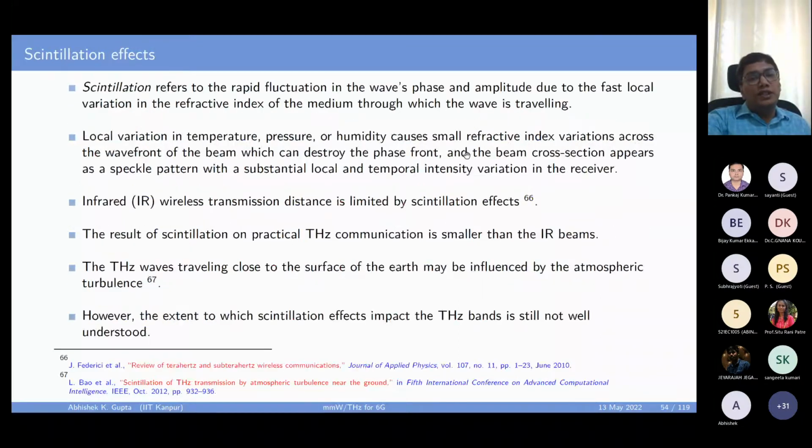Okay. Then there is another factor which we call the scintillation effect, and that is caused by the rapid fluctuation of wave phase and amplitude due to fast local variation in the refractive index of the medium. Okay. So people have also talked about this scintillation effect, but how it will exactly affect the communication is not exactly well known.